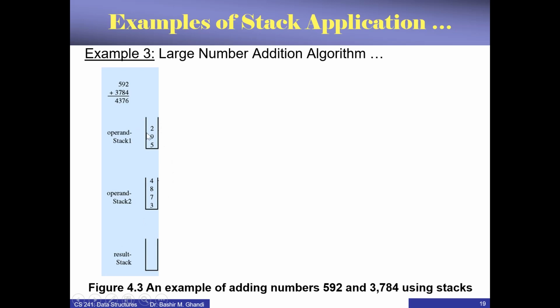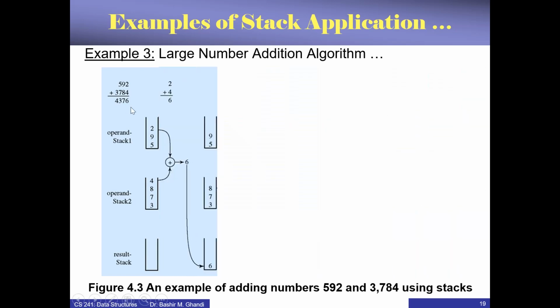So the loop will be popping a number each from the non-empty stacks, add them to result. Okay, so here we're going to pop 2 and pop 4. Result initially is 0, so if you add, you're going to get 6. Okay, now 6 is only one number, so it is the unit part. There is no tens part. So all you have to do here is push this unit part in the result stack and then repeat the process.